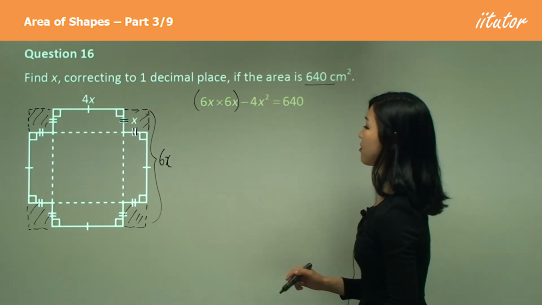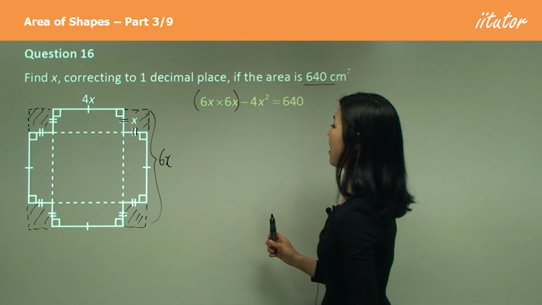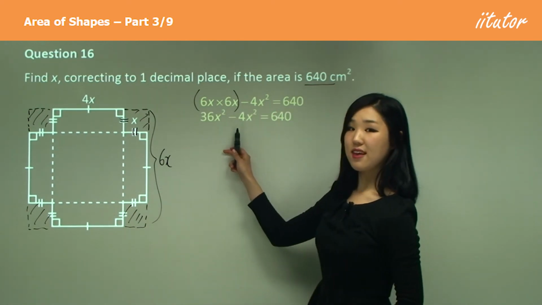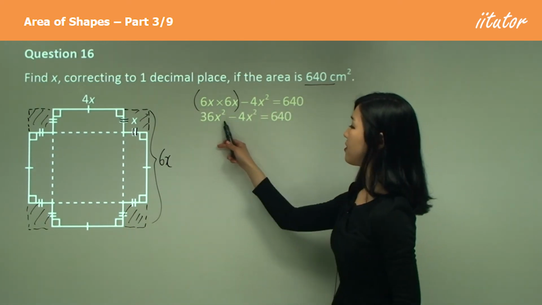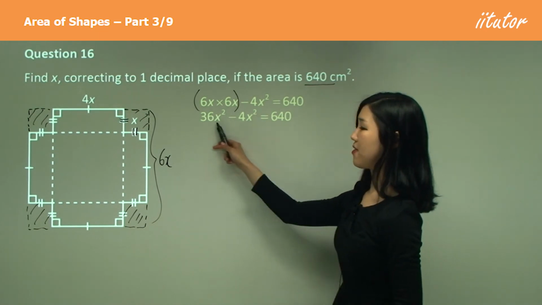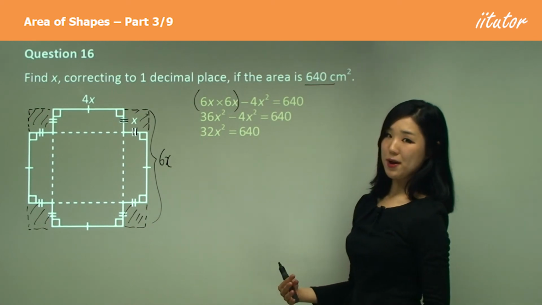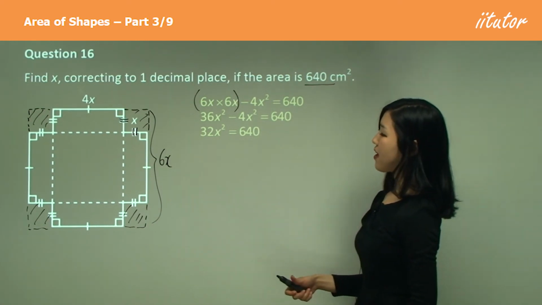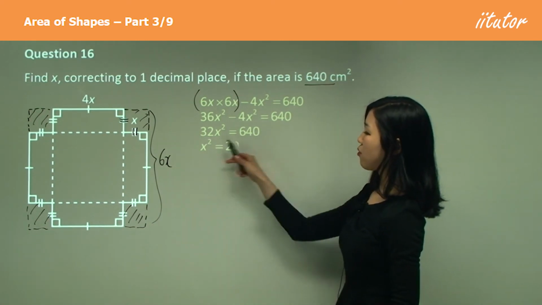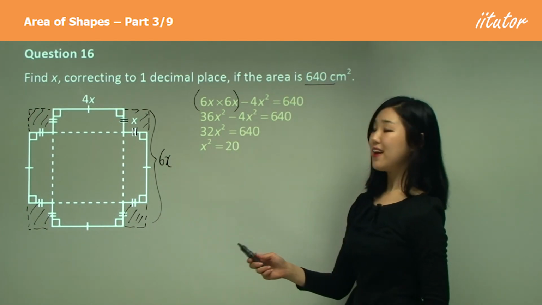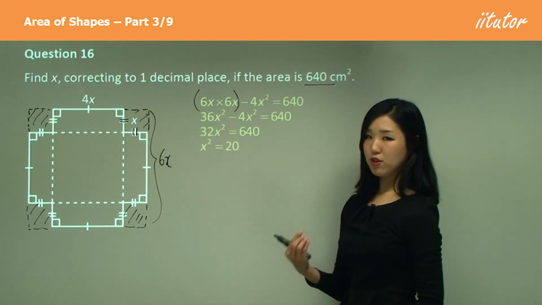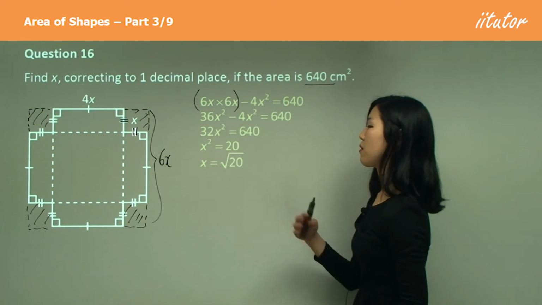So let's simplify those, guys. What's 6x times 6x? That's 36x squared. And then 36x squared minus 4x squared. See how these are like terms? So you can simplify them to 32x squared, right? And then let's divide both sides by 32. 640 divided by 32 is 20. So now I have x squared by itself. So to get x, we simply need to square root it.